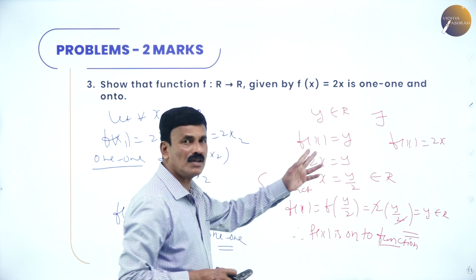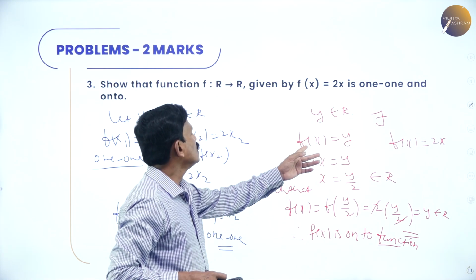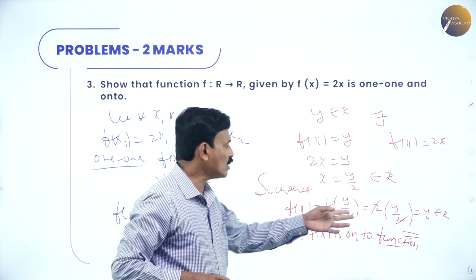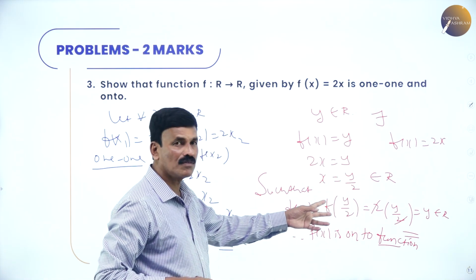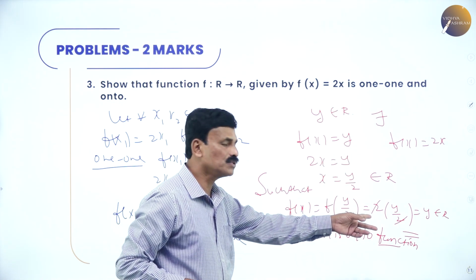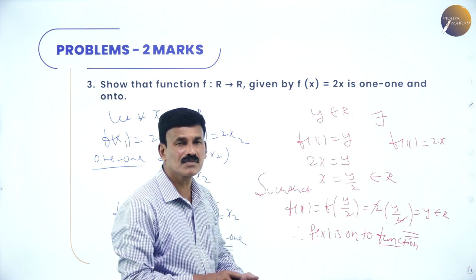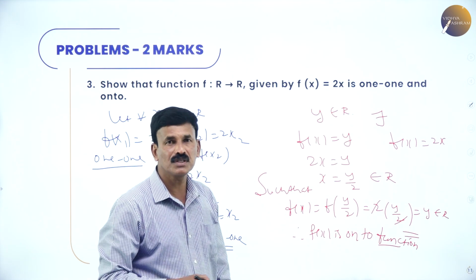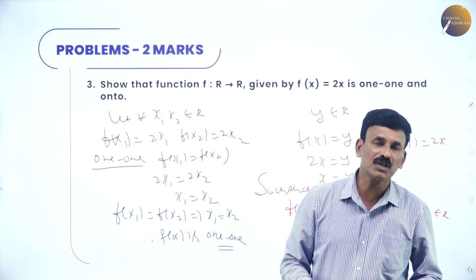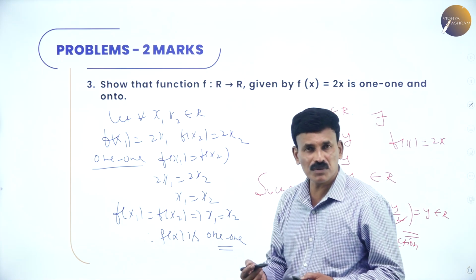See? So, for all y belongs to R, there exists x such that f(x) = y, that is 2x = y, where x = y/2 belongs to R. So f(y/2): substitute y/2 in place of x, 2 times y/2, the 2 gets cancelled, that means f(x) = y. This condition is satisfied. Therefore, f(x) is an onto function. So, you can say f(x) is both one-one and onto. A function which is both one-one and onto is called a bijective function. That we will discuss in 5-mark questions.